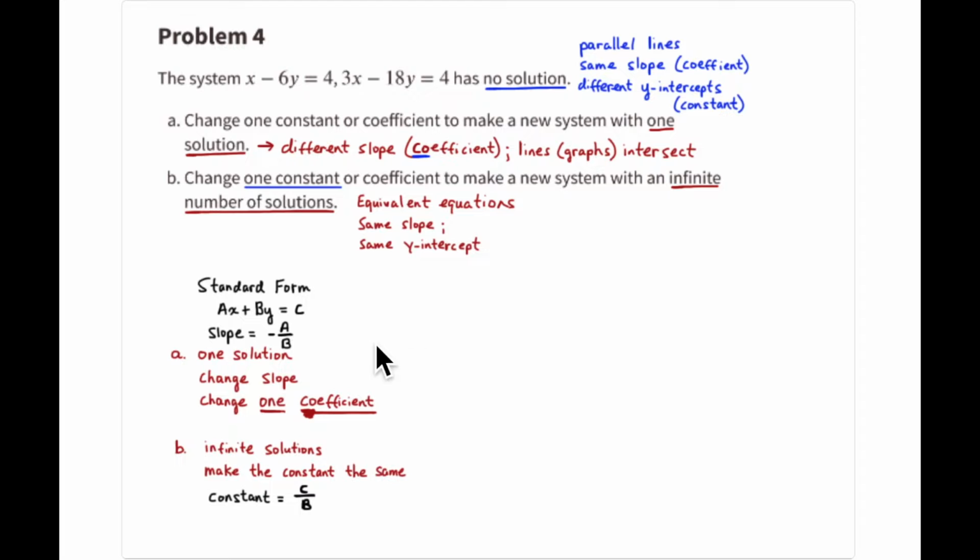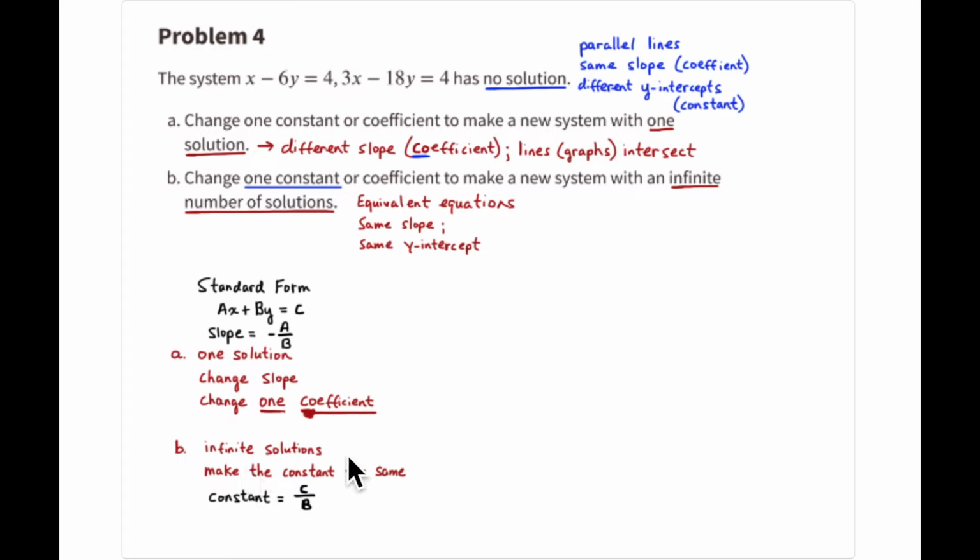The standard form of equation is this form. It's ax plus by equals c. And you calculate the slope from this form by taking the opposite of the a coefficient, which is, again, the number that's right next to the letter, and dividing that by the b coefficient. So for one solution, you're going to change the slope. So you're going to change either a or b in either equation. We're going to change one of these four coefficients to change the slope.